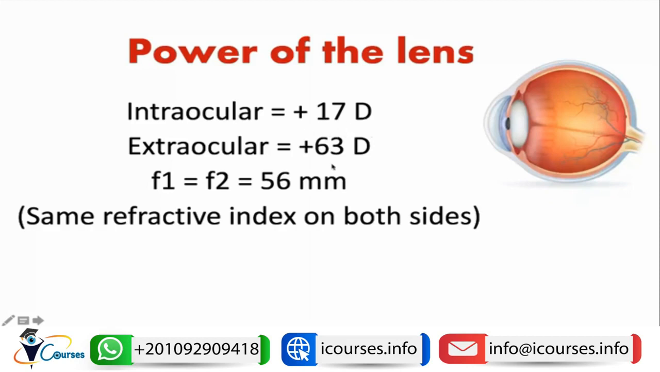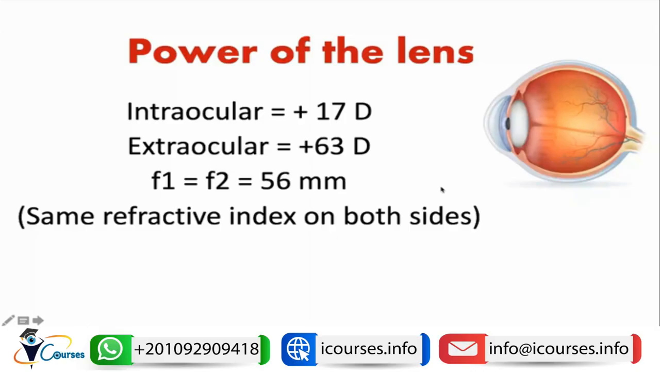However, if it is extraocular, the lens will assume a globular shape and become more curved, leading to more power. So it will be about plus 63 diopters outside the eye. And in such conditions, whether it is inside the eye or outside the eye, f1 and f2 will be equal, at 56 millimeters. This is because the refractive indices in front and behind, whether inside or outside the eye, will be the same. Inside the eye, the refractive index of the aqueous is the same as that of the vitreous. That's why f1 and f2 of the lens will be equal.